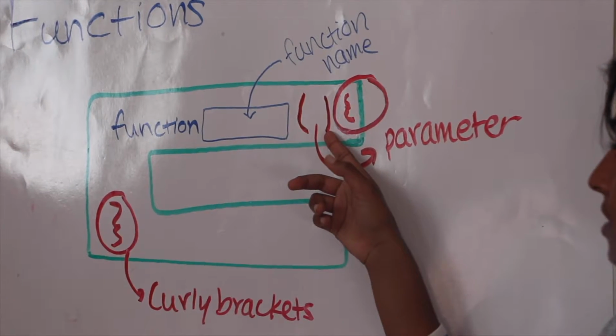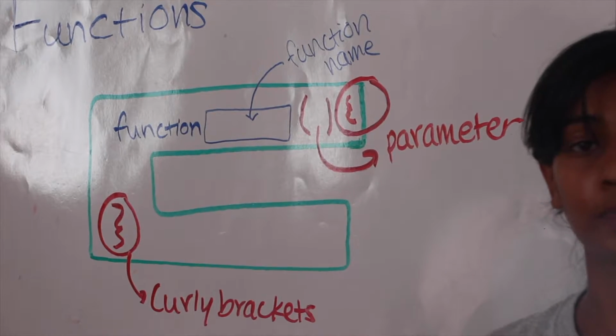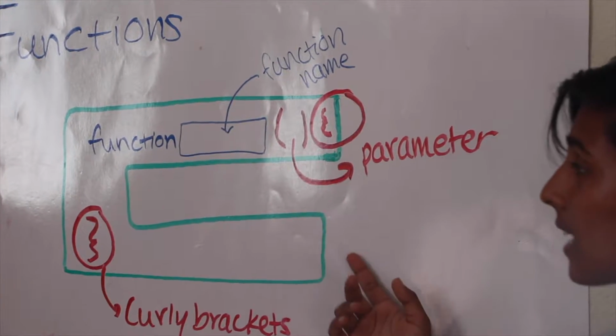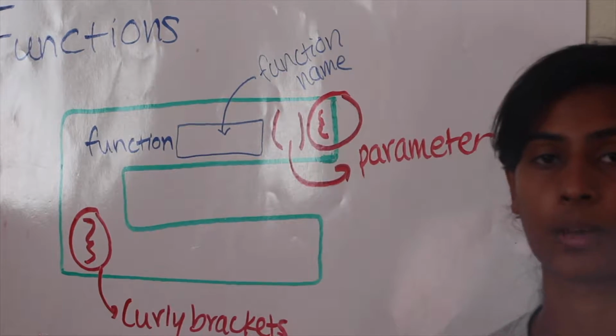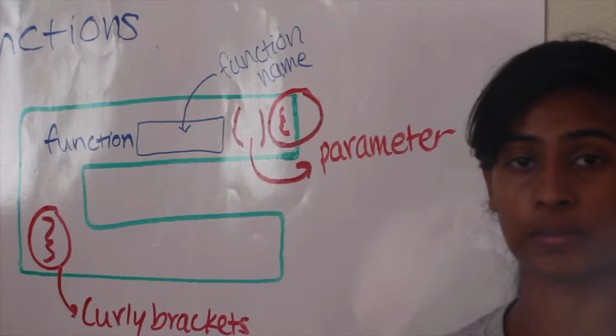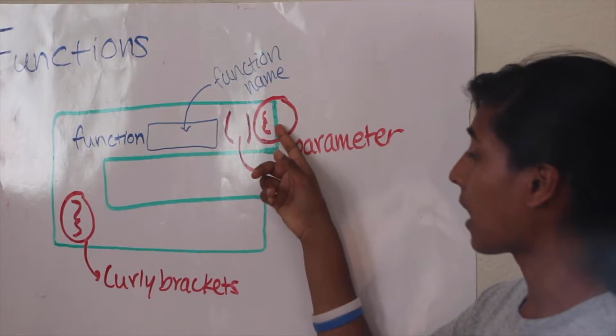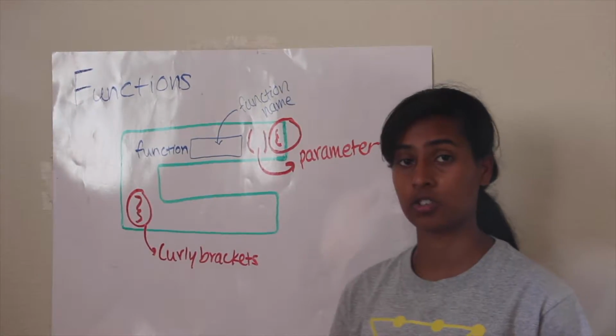Then you have your parentheses. This is where your parameter could potentially be in. In the Hour of Code, we don't have parameters in our functions, but in real JavaScript, parameters can be used to customize functions. Then finally, you have your curly brackets, which follow your function.